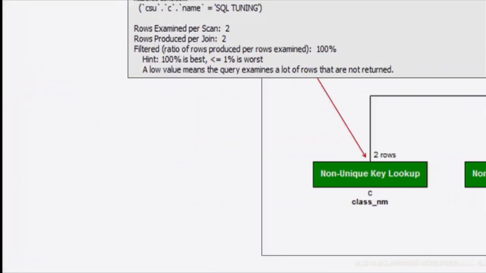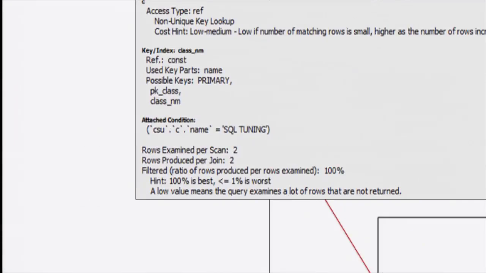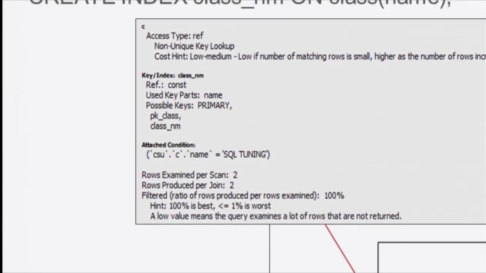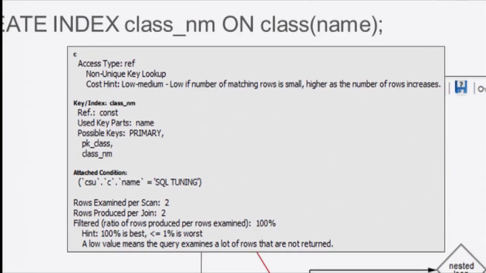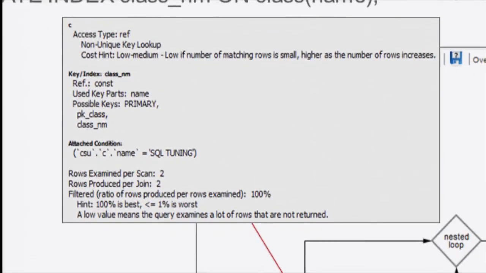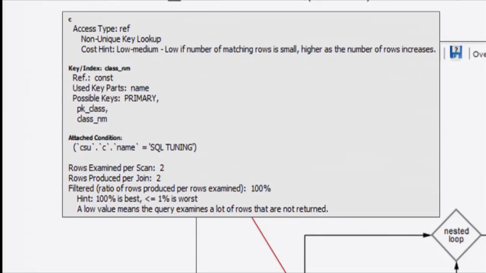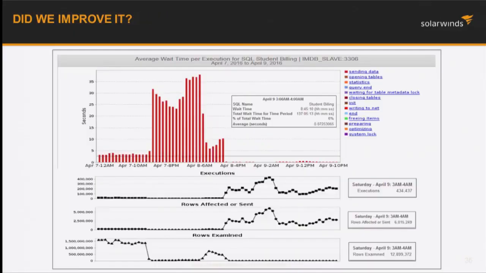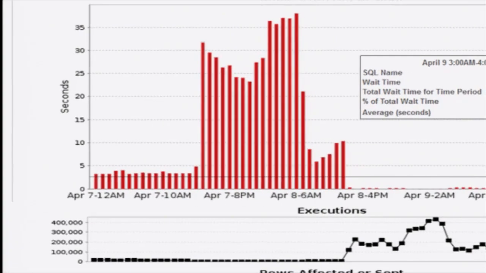The thing that's neat about this now is I can come up here and I can see used parts of it. And it's using class name. So I sped it up. So we look and see the monitoring. What did we do to it? Yeah, we sped it up considerably.